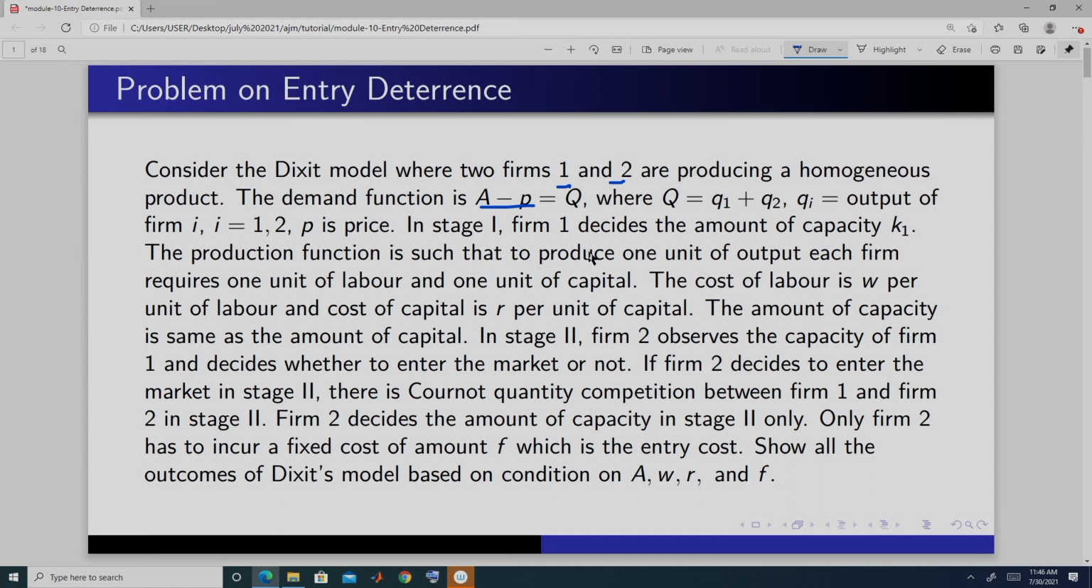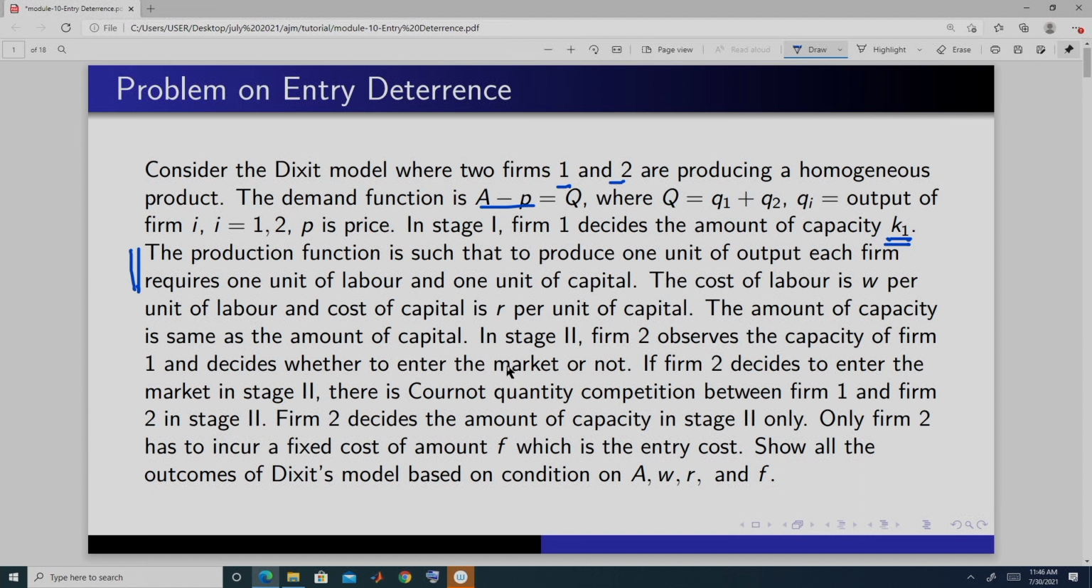In stage 1, firm 1 decides the amount of capacity, that is K1. The production function is such that to produce 1 unit of output, each firm requires 1 unit of labor and 1 unit of capital. This is exactly the same as the Dixit model. The cost of labor is W per unit of labor and the cost of capital is R per unit of capital. The amount of capacity is the same as the amount of capital.